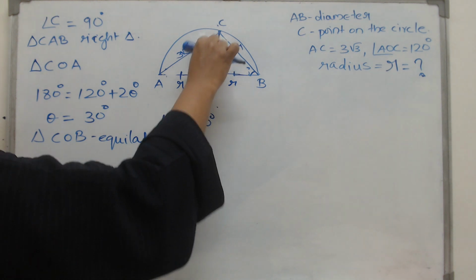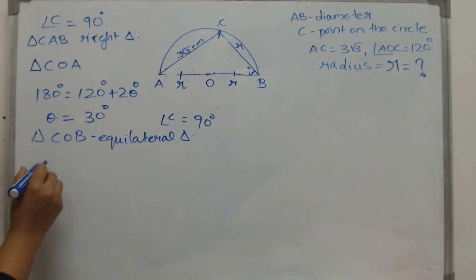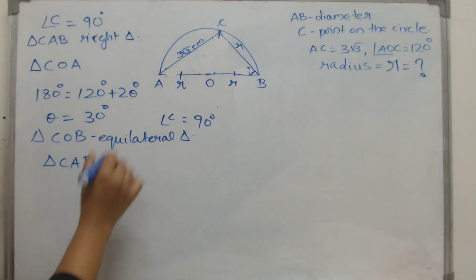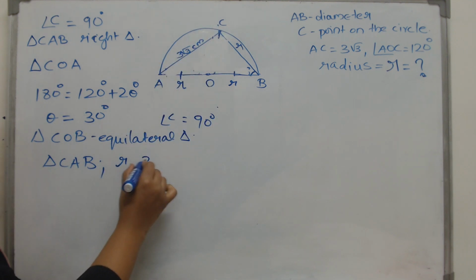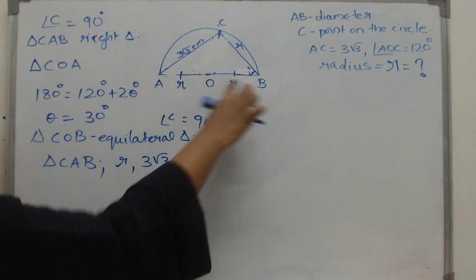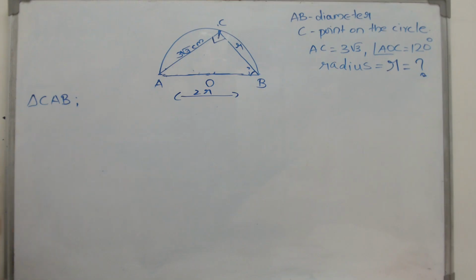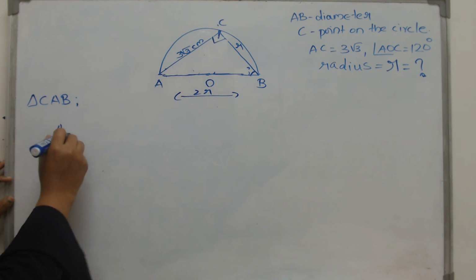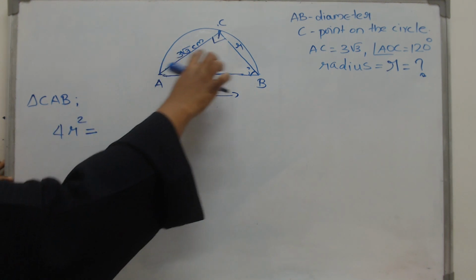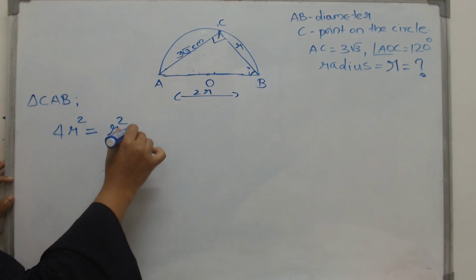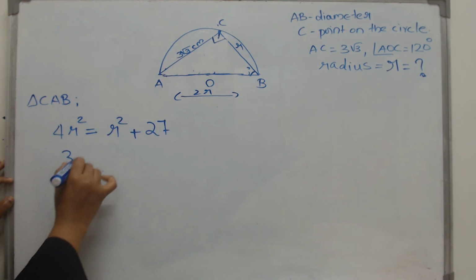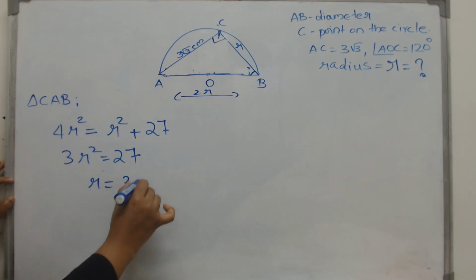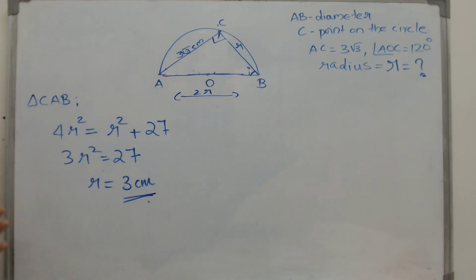So now tell me, what do we have? We have a right triangle CAB. One of its legs is R. The other leg is 3√3 and its hypotenuse is what? 2r. Apply the Pythagoras theorem. Then what do we have? The square of the hypotenuse, which is 4r square, is equal to the sum of the squares of these two sides. So that means 3r square is equal to 27, which means r is equal to 3 centimeters. So that is the answer we are looking for.